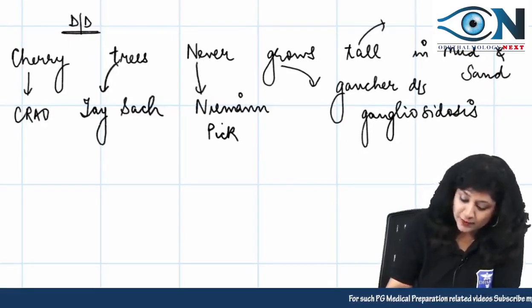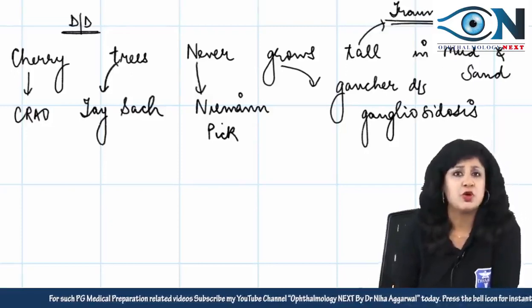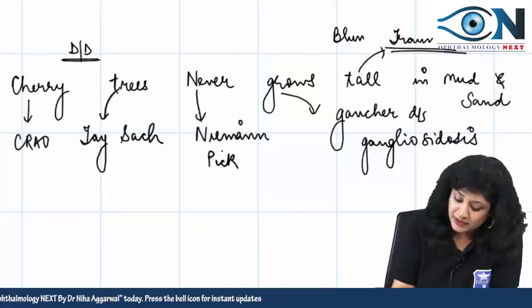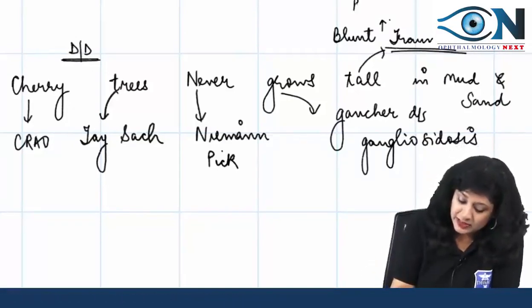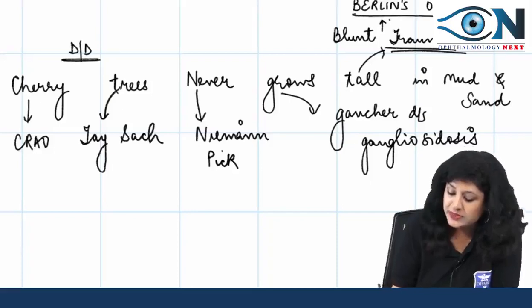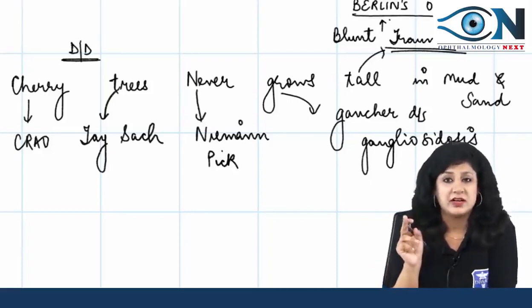T for trauma. Now again this is important, many times it is asked in your examination, trauma happens to be asked many times. This trauma is actually the blunt trauma. Now, what do you get in this blunt trauma? We get the macular edema, which is called Berlin's edema, and this Berlin's edema again is a DD of your cherry red spot.